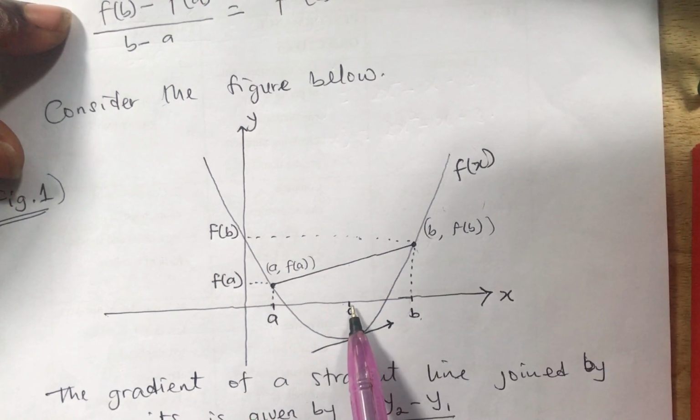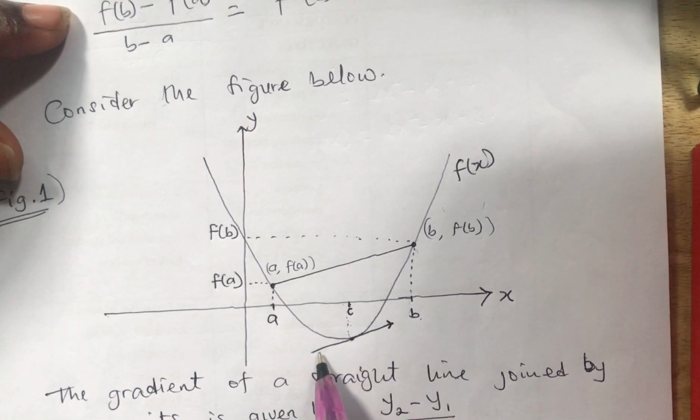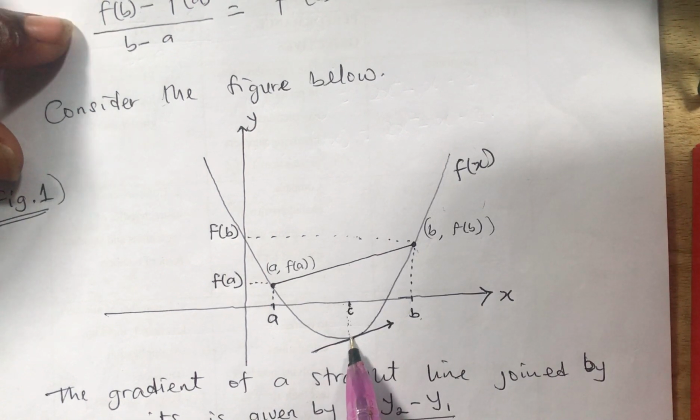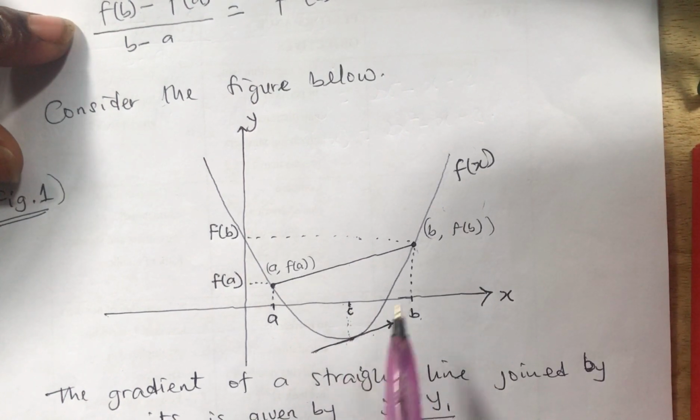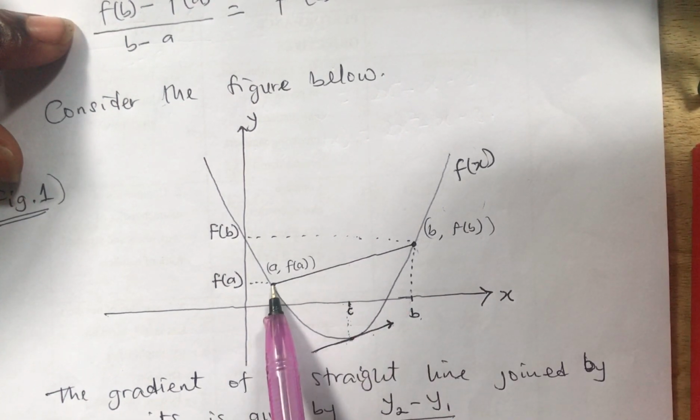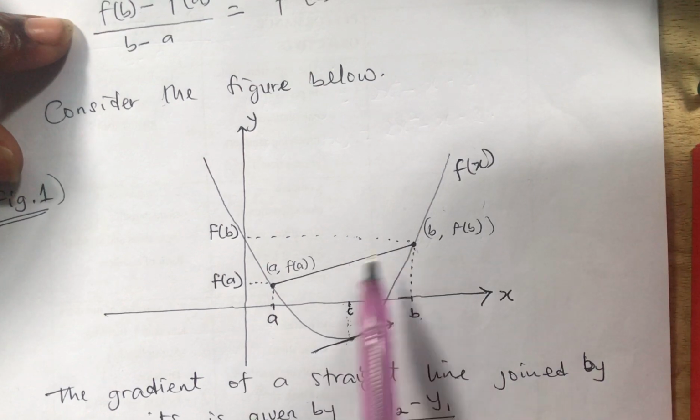So the gradient of this function at the point C is the gradient of this secant line to the point. So the mean value theorem is telling us that the gradient function of this curve at point C is equal to the gradient of this secant line.